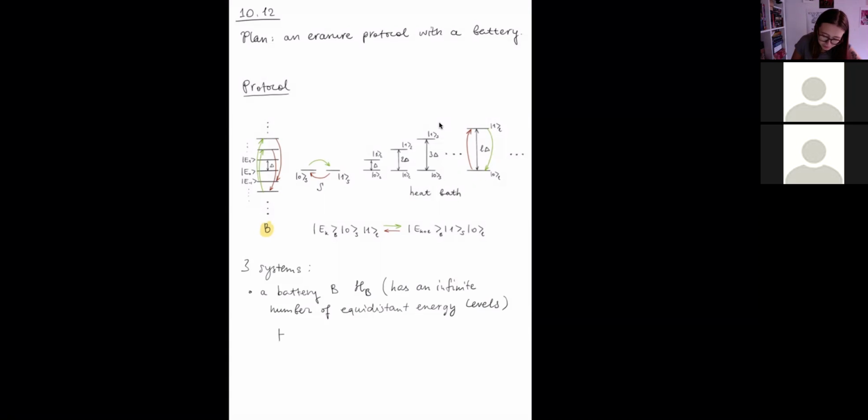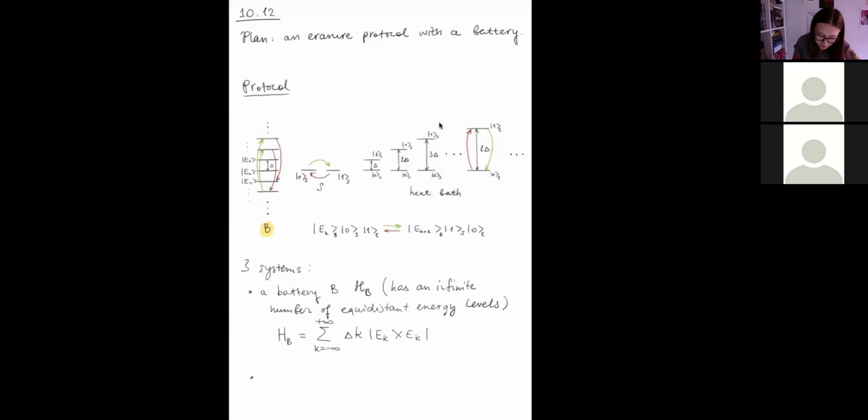The Hamiltonian of this battery, HB, is just a sum over the individual energies of each level. The 0th level has the energy 0, the level E1 has the energy delta, then the second level E2 has the energy 2 delta, and so on. Okay, so this was the first system.